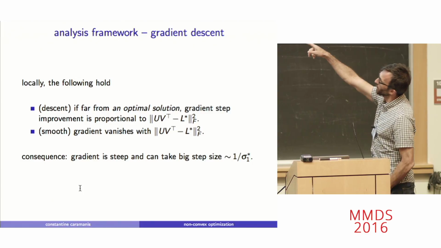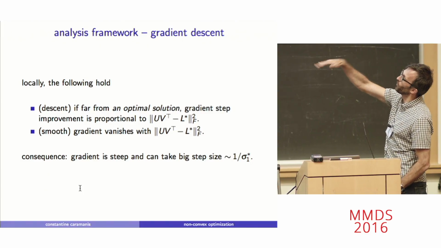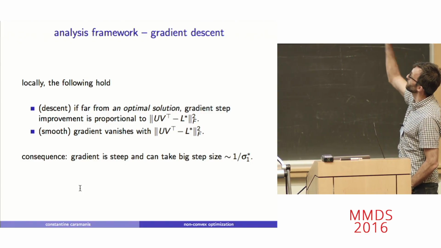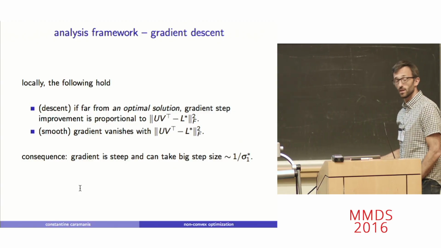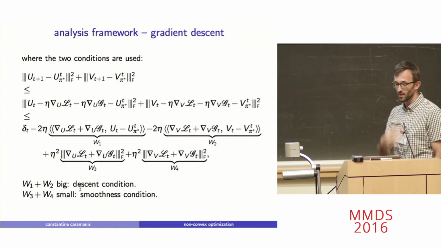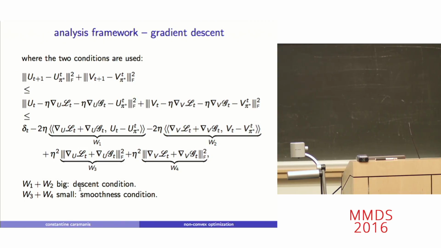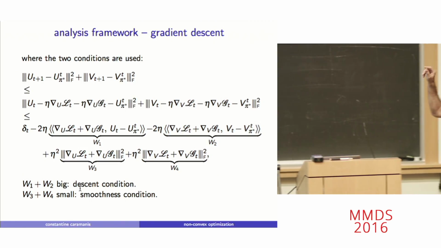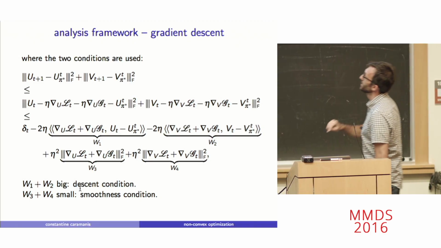Okay, so a consequence of these things is that when you're far away, things are very steep, and we can afford to take really big step sizes. We don't have to take step sizes proportional to the error we hope to achieve. Okay, so this is another dense slide, but I wanted to explain where these two things kick in.